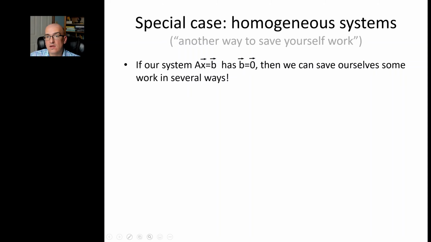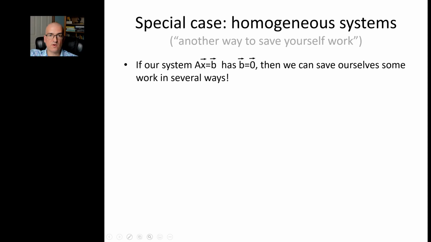Welcome back. The next part of this section is about something called homogeneous systems. A homogeneous system of linear equations is a system where the right-hand side has only zeros in it. So on the right-hand side of the equal sign, it's all zero.